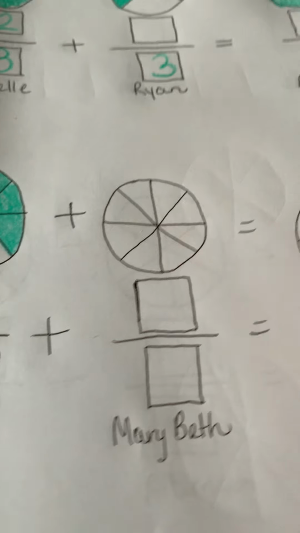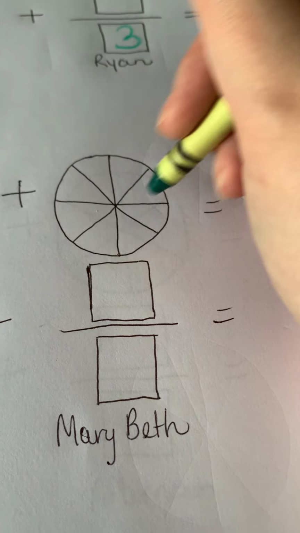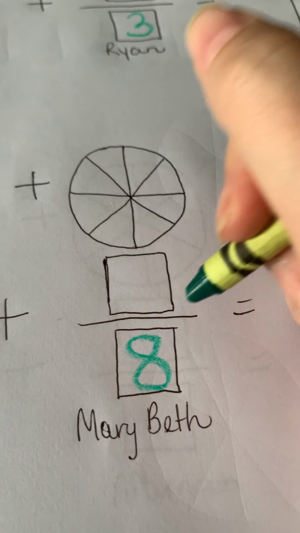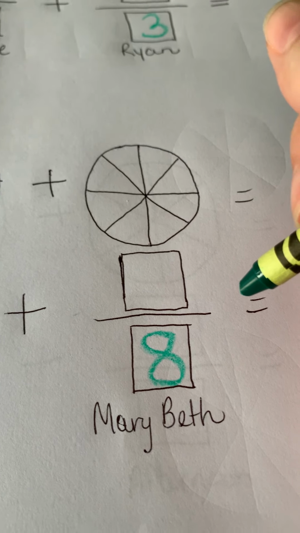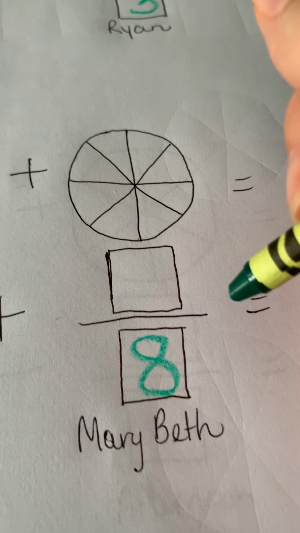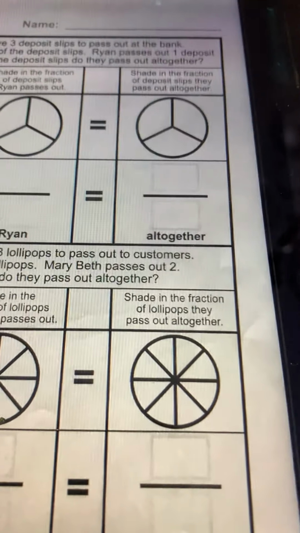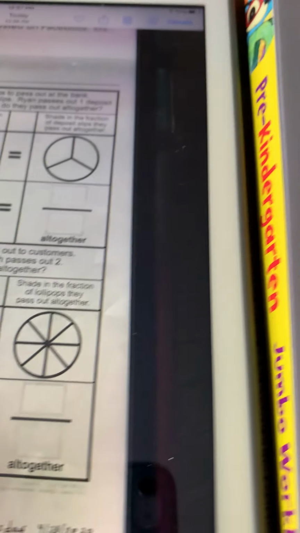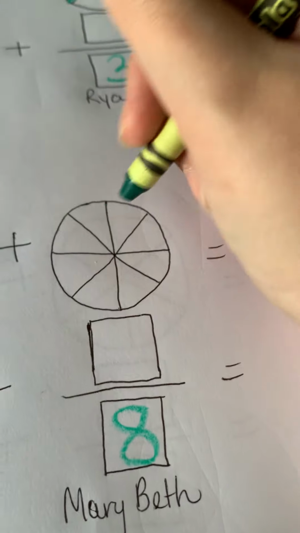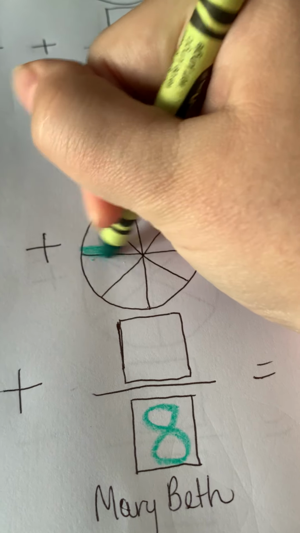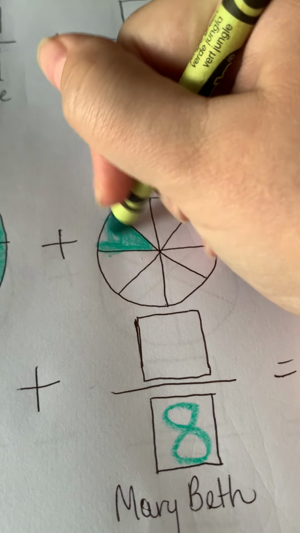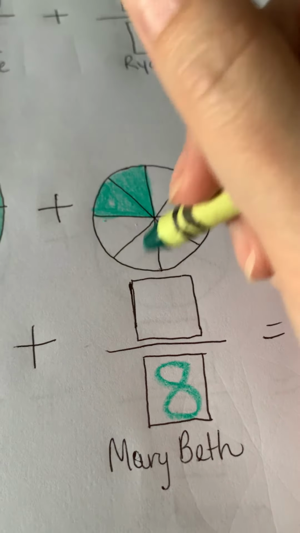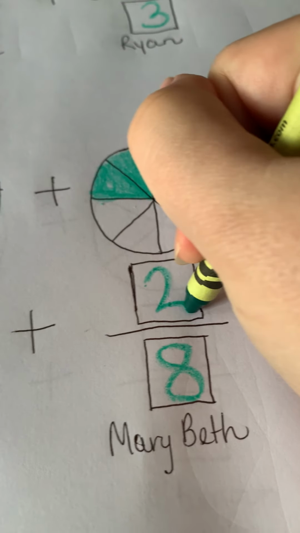Okay, so now we're going to go over here, and we already know we have 8 pie slices. So let's put an 8 down here for Mary Beth. And now we have to find out how many lollipops Mary Beth passed out. And Mary Beth has passed out 2 lollipops. So we have to color in 2 pie slices. 1, 2. And we're going to write a 2 in the top box.